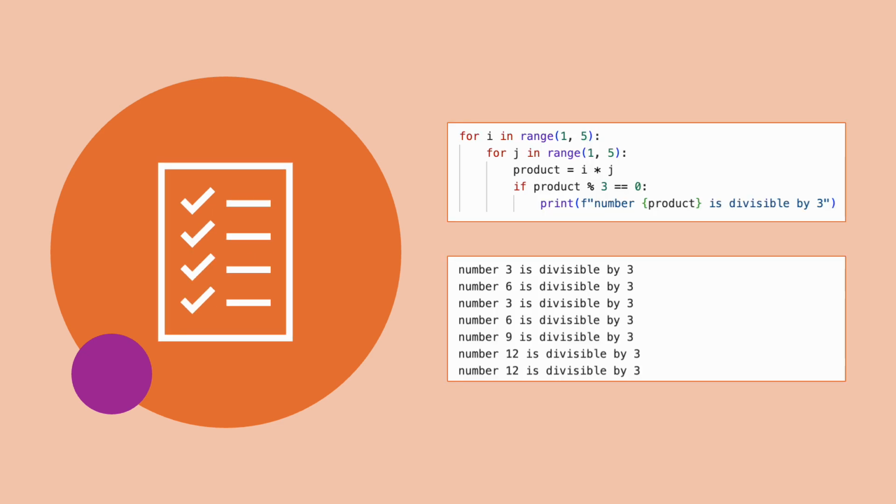We asked you to try writing a for loop that outputs the statement number is divisible by 3 if the product of 2 numbers, i and j, both in the range 1 to 4, is divisible by 3. So our code uses the range function and a nested for loop containing an if statement. The output of this code is as shown here.